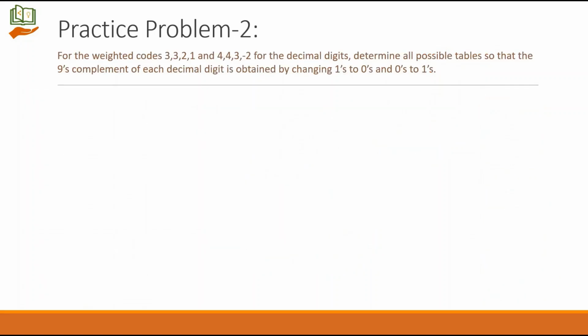The next problem. For the weighted codes 3321 and 4432 for the decimal digits, determine all possible tables so that the 9's complement of each decimal digit is obtained by changing 1s to 0s and 0s to 1s. We should remember this: 0 and 9 should be complementing, 1 and 8 should be complementing, 2 and 7 should be complementing, 3 and 6 should be complementing, 4 and 5 should be complementing. This rule should be in your mind when they say the 9's complement has to be obtained.